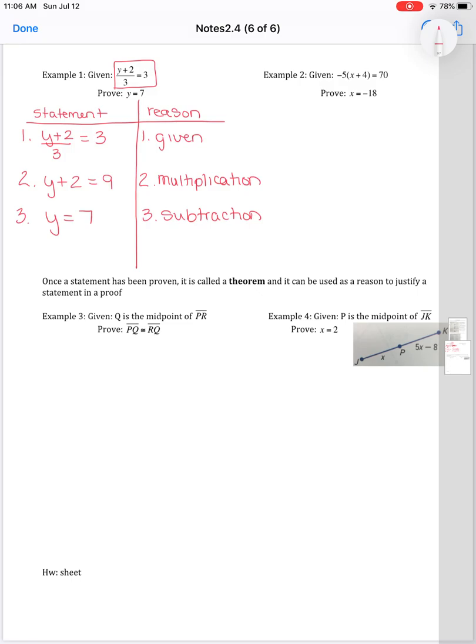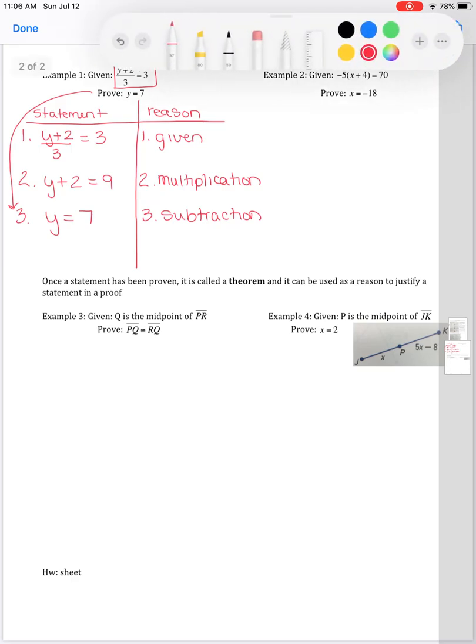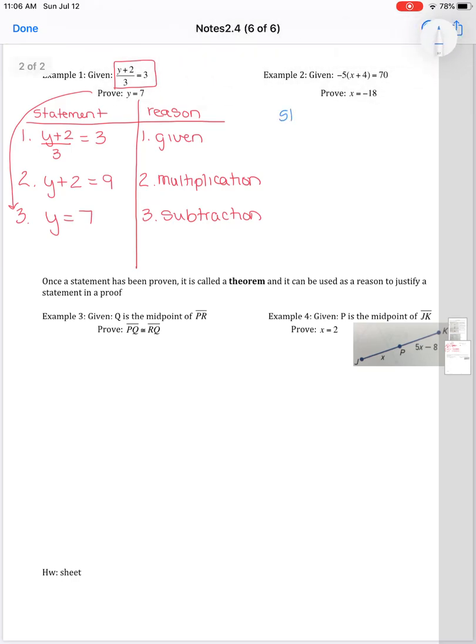Now, if you look back on the front page of the notes, the first bullet point said that the first statement was the given. The third bullet point said that the first reason was the word given. And then the second bullet point said that your last and final statement should be what the prove statement says, which if we look at line 3, we were trying to prove that y equals 7, and that is in fact what that final statement says.